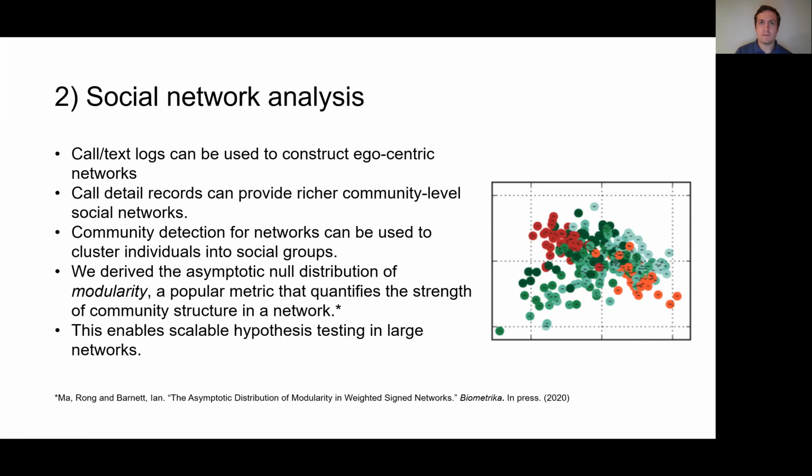One of the first things that a network scientist will do is look to see if there's meaningful community structure. And one way of quantifying that in a network is a statistic called modularity. This is really commonly used, but there's very little known about what its null distribution might look like. And so what we've done is we've derived its asymptotic null distribution. This enables scalable hypothesis testing in large networks.